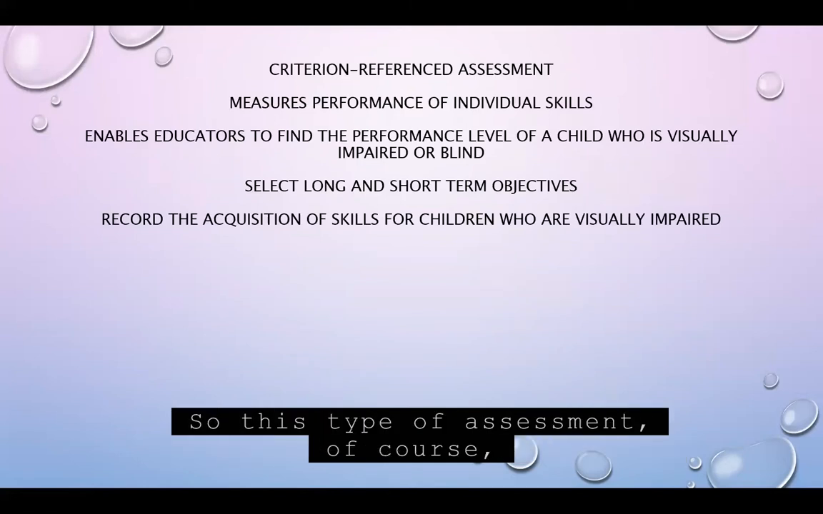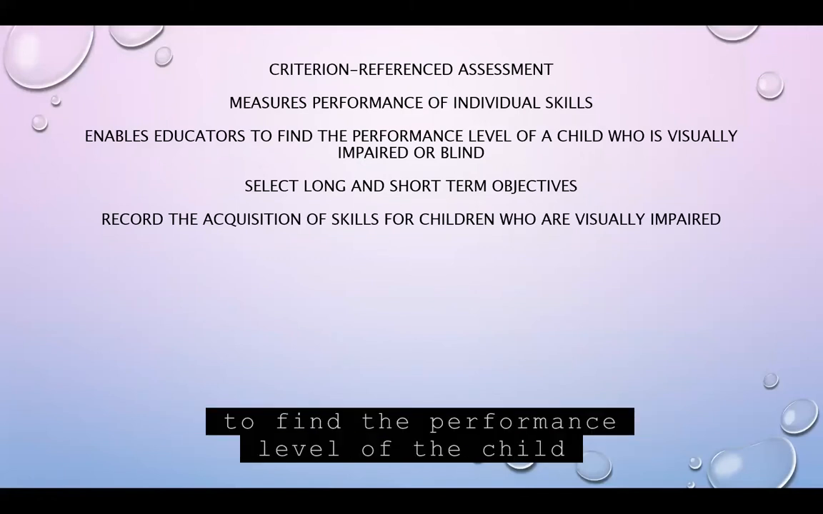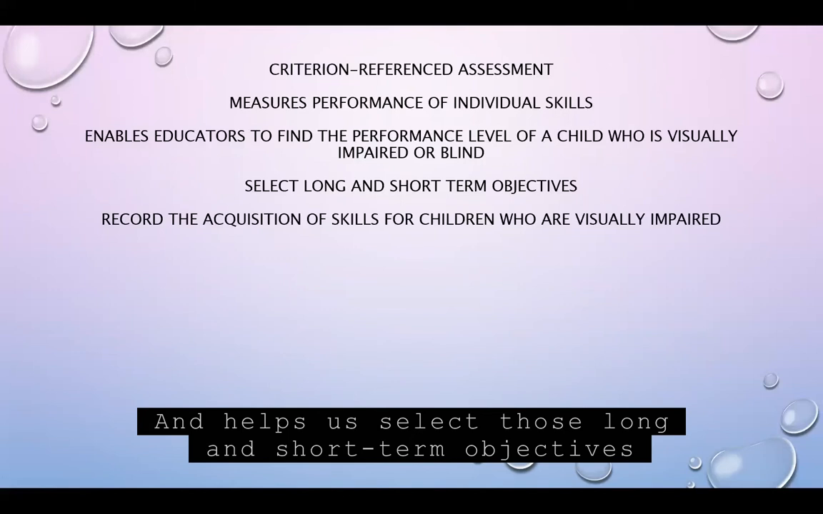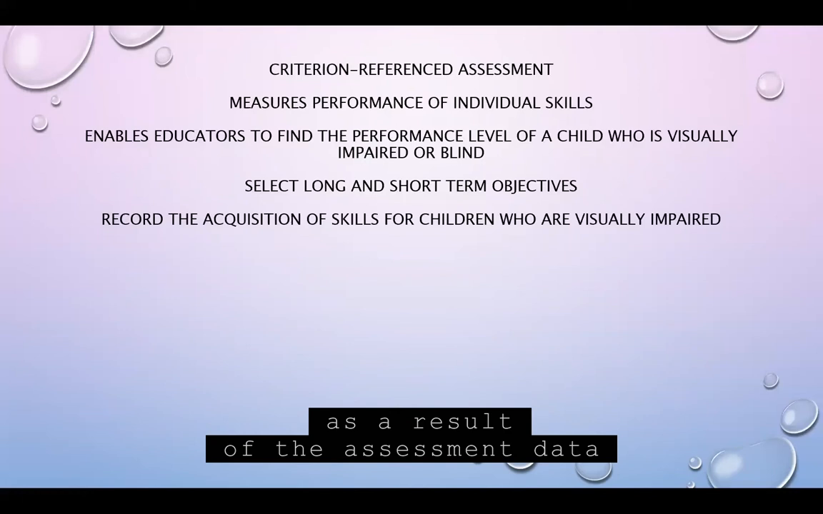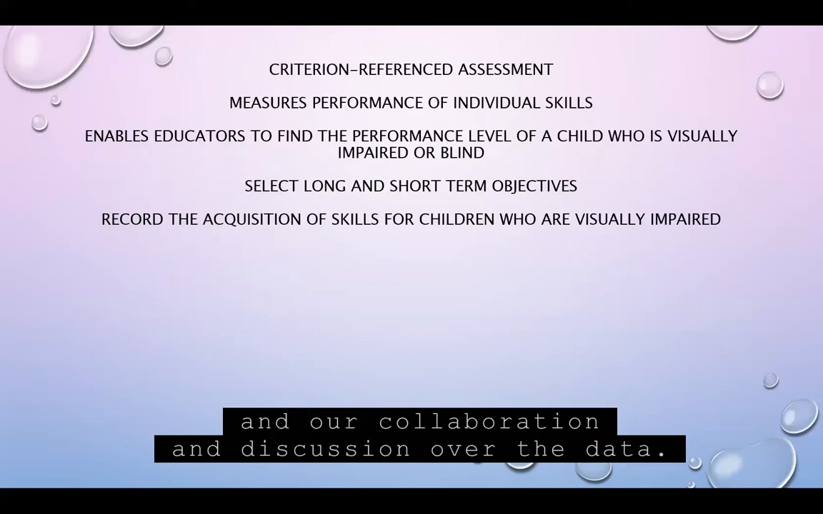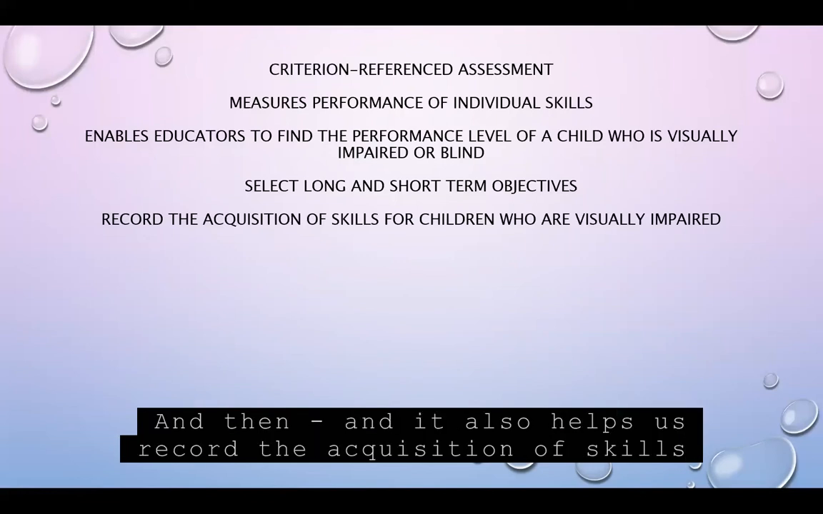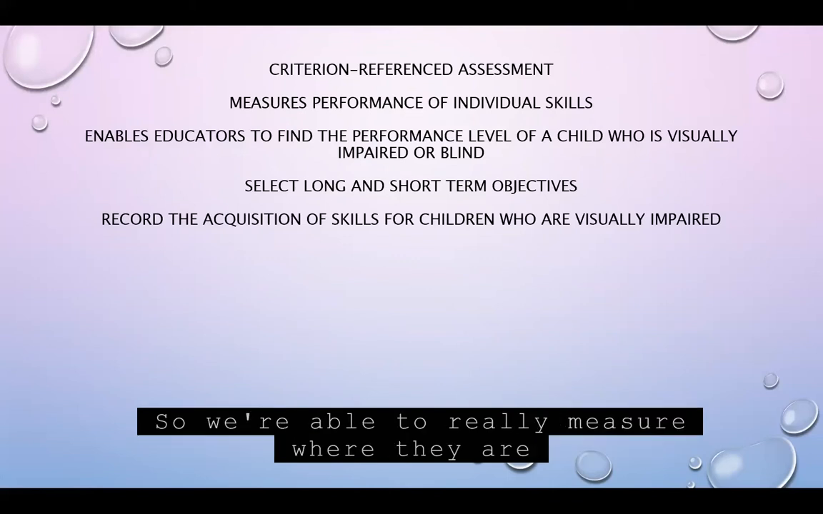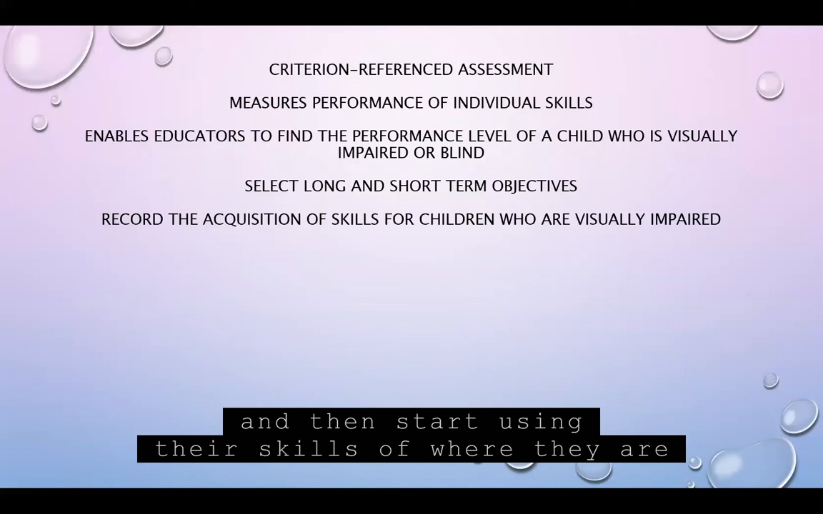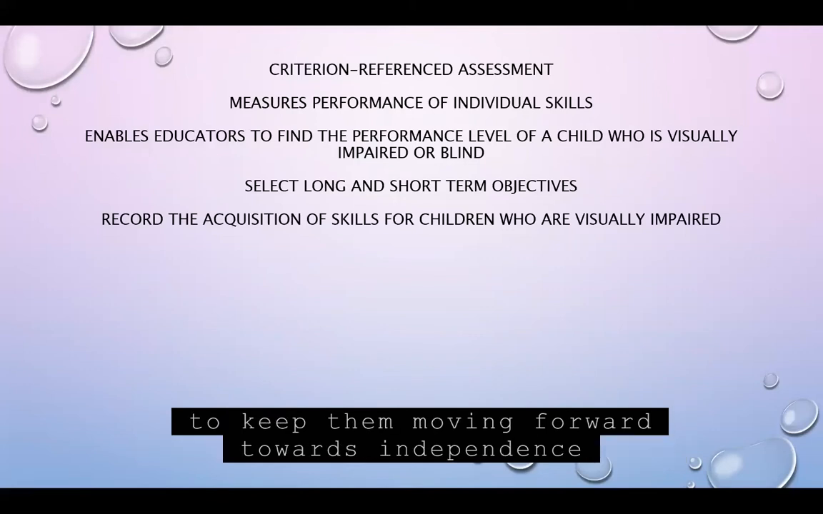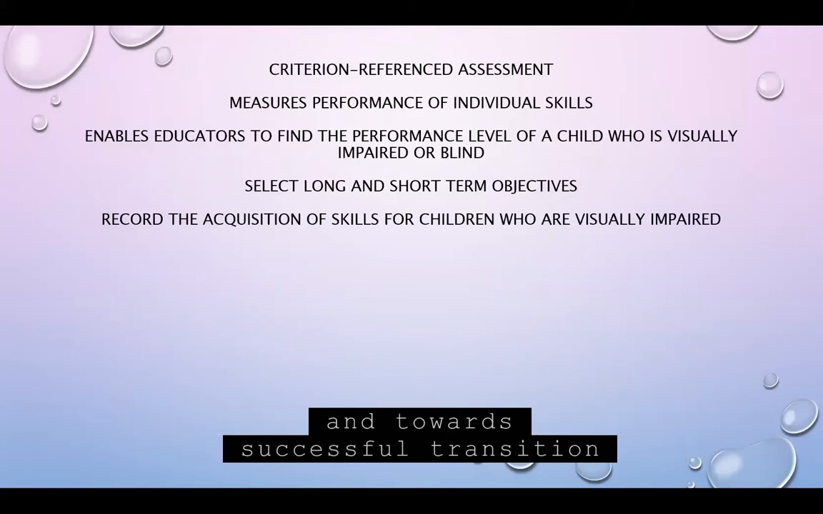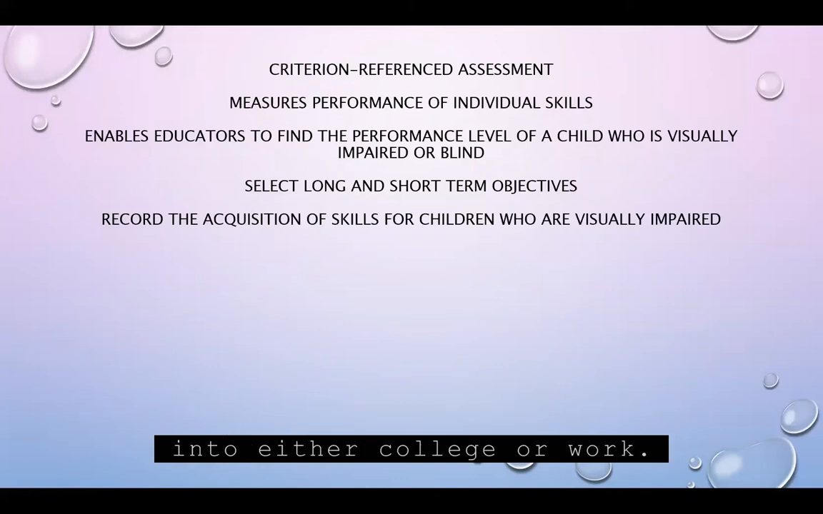This type of assessment, of course, enables us as educators to find the performance level of a child who's visually impaired or blind, and helps us select the long and short-term objectives that we would develop as a result of the assessment data and our collaboration and discussion over the data. It also helps us record the acquisition of skills for children who are visually impaired. So we're able to measure where they are, and then start moving them forward along that continuum of skills, toward independence and successful transition into either college or work.